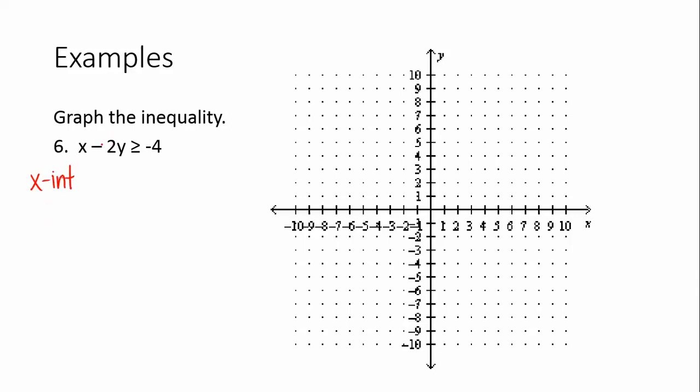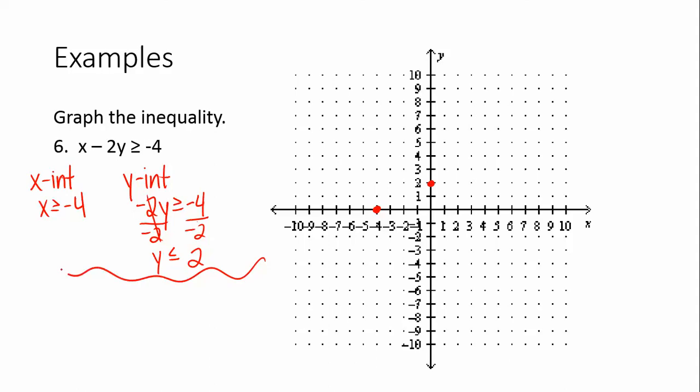So I would plug in a 0 for y and get x is greater than or equal to negative 4, or my x-intercept is negative 4. For my y-intercept, I plug in a 0 for x, and I get negative 2y is greater than or equal to negative 4. I need to divide both sides by negative 2, and I get y. Technically, I should be flipping this symbol, but because it's an intercept, you can even treat these as equal signs. Negative 4 divided by negative 2 is a positive 2.